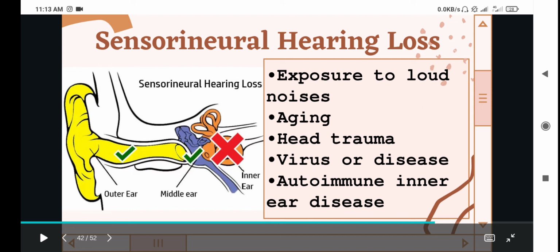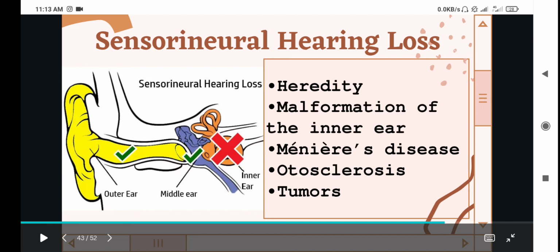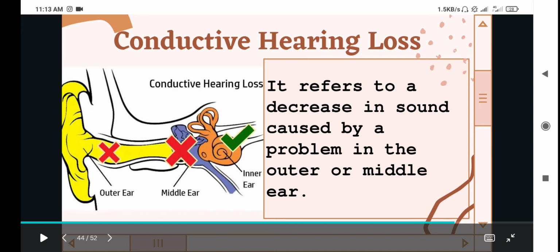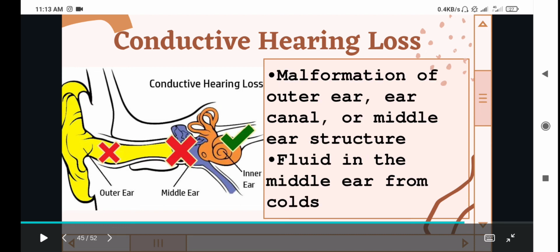So what are the causes? Exposure to loud noises, aging, head trauma, virus or disease, autoimmune inner ear disease, heredity, malformation of the inner ear, Meniere's disease, otosclerosis, and tumor. Second one, we have the conductive hearing loss. It refers to a decrease in sound caused by a problem in the outer or middle ear.